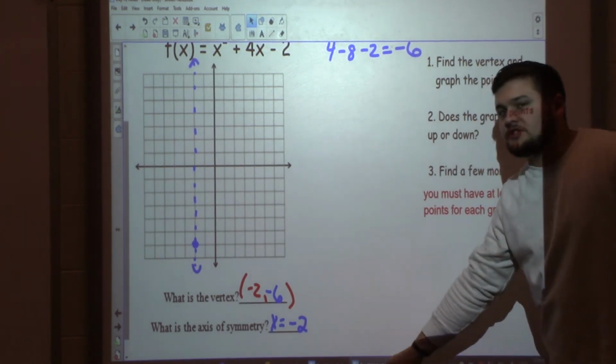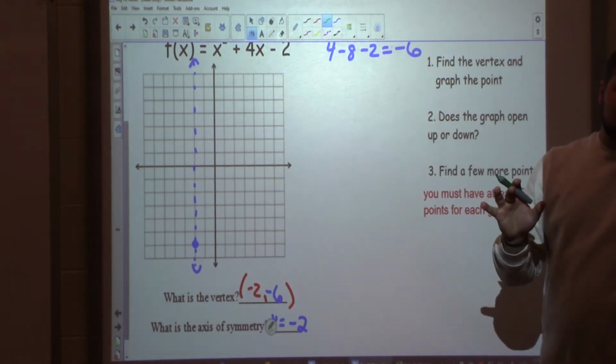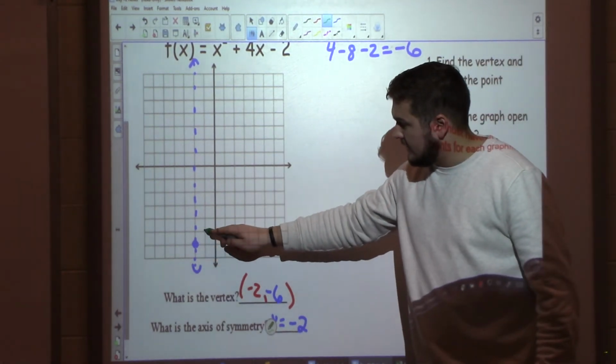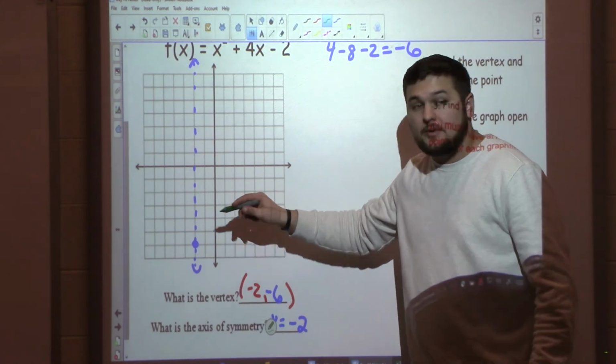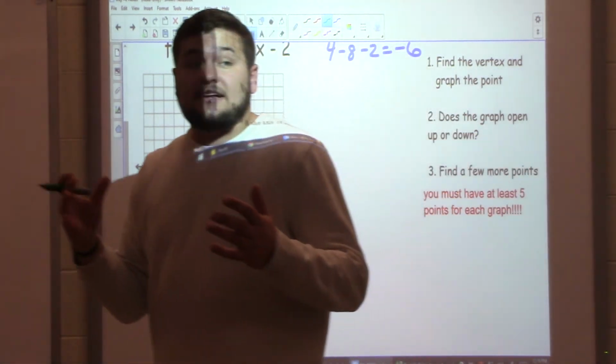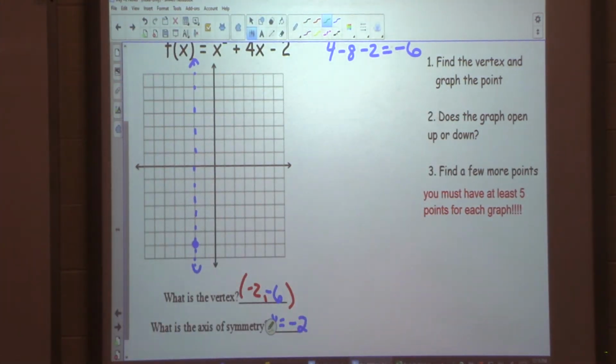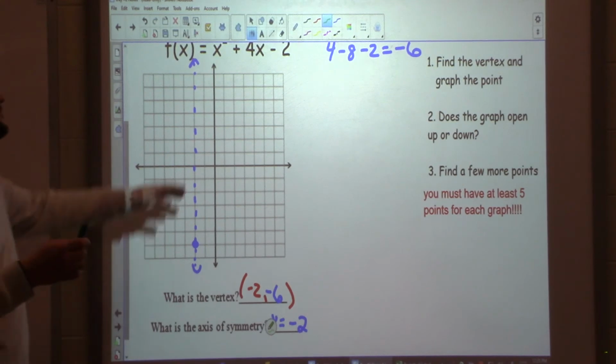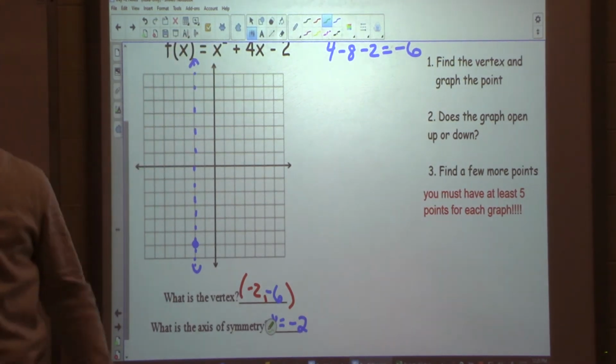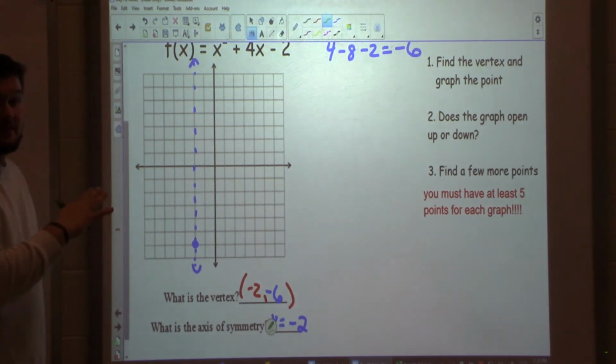You can use the shortcut where you go 1 over, 1 up, 1 over, 3 up, and plot those points. That's an easy way when a equals 1. When a is bigger than 1 or less than 1, it starts to get messy. It's like 2x squared. If it was like 2x squared, then you'd have to multiply what you go up by 2. Okay? Now, I'm going to show you a different way.